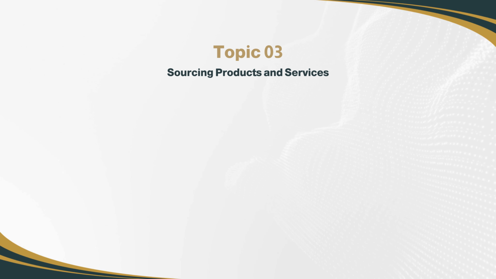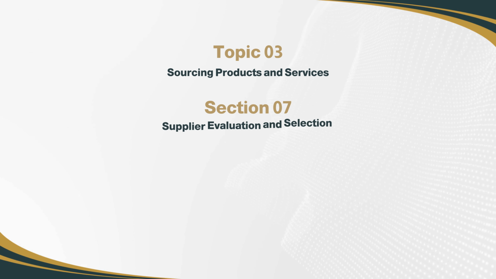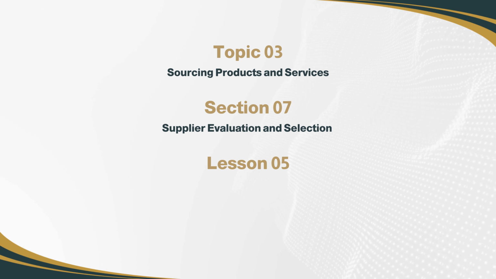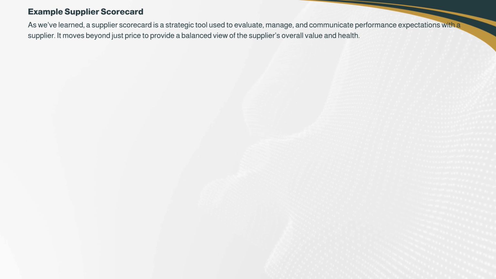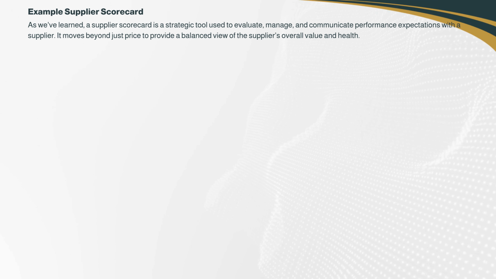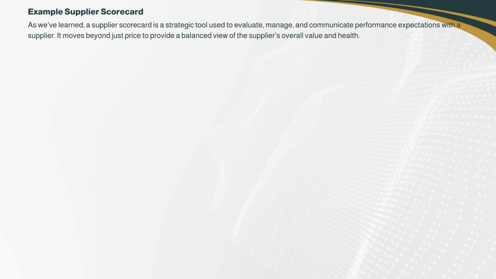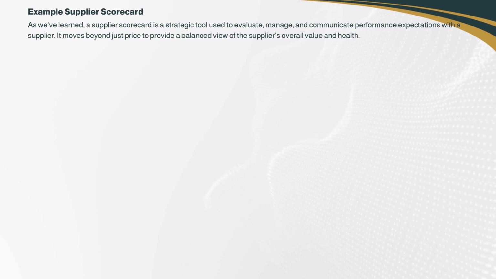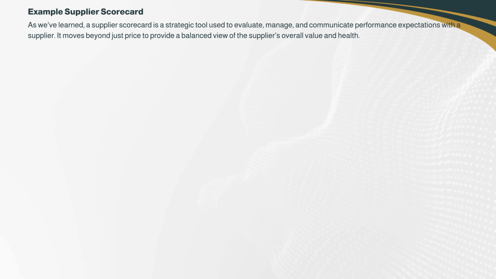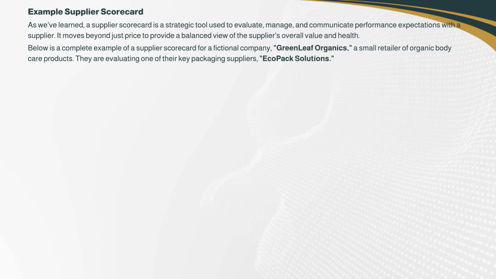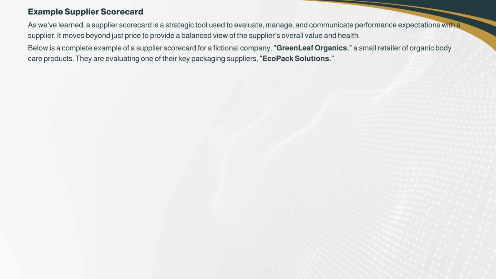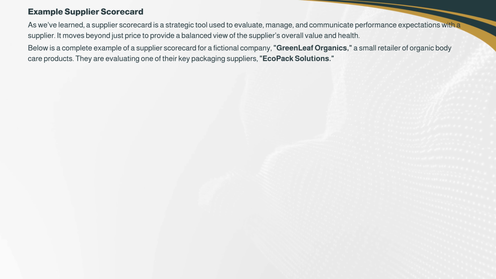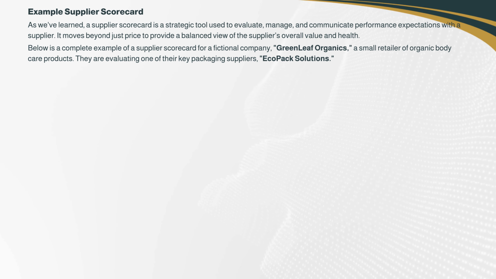Topic 3, Sourcing Products and Services, Section 7, Supplier Evaluation and Selection, Lesson 6, Example Supplier Scorecard. As we've learned, a supplier scorecard is a strategic tool used to evaluate, manage, and communicate performance expectations with a supplier. It moves beyond just price to provide a balanced view of the supplier's overall value and health. Below is a complete example of a supplier scorecard for a fictional company, Greenleaf Organics, a small retailer of organic body care products. They are evaluating one of their key packaging suppliers, EcoPack Solutions.